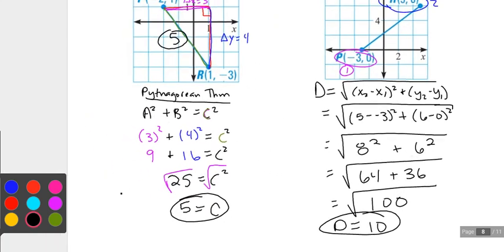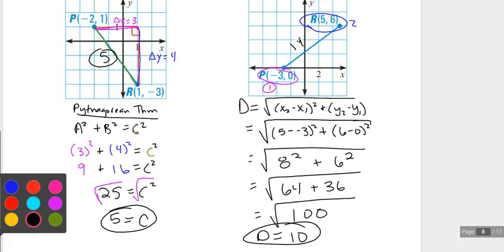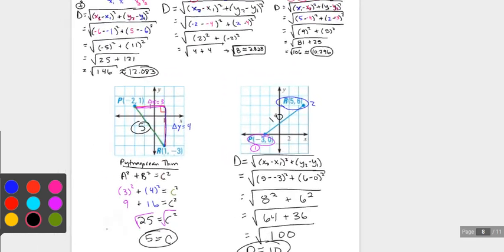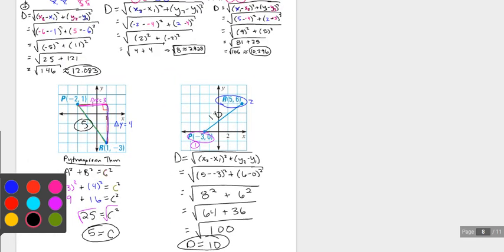So what's the gist of this page? What do you have to know? Well, if you have a couple endpoints, and whether you have a graph or not, you can always use the distance formula. If you have a graph that's easy to count and you can draw in a nice right triangle, the Pythagorean theorem is certainly in play.